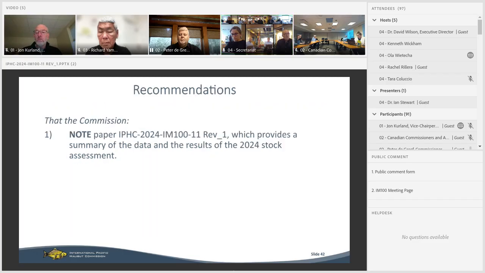The recommendations from this presentation are to note the paper, which was posted Friday, document 11 Rev 1, which provides a summary of data and assessment results for the 2024 stock assessment. That concludes my presentation.